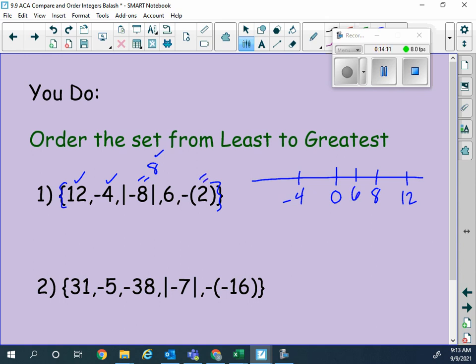How about this one? So this would be -2, because this is just 2, and then the opposite of 2 is -2. So tell me where -2 goes. Between 0 and -4. Do you see now? They're already in order once I put them on the number line. So I can just answer the question. That would be -4, -2, 0, 6, absolute value of -8. Notice I put it back in its original form. And then 12.